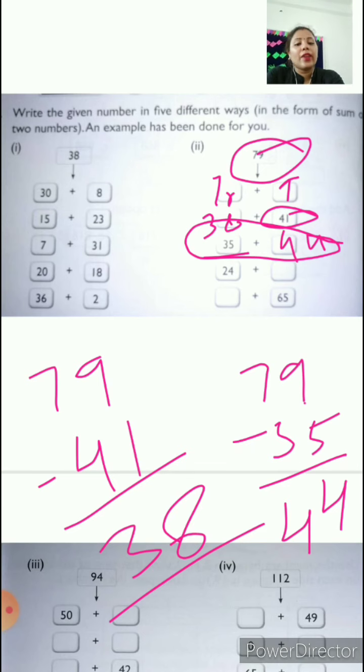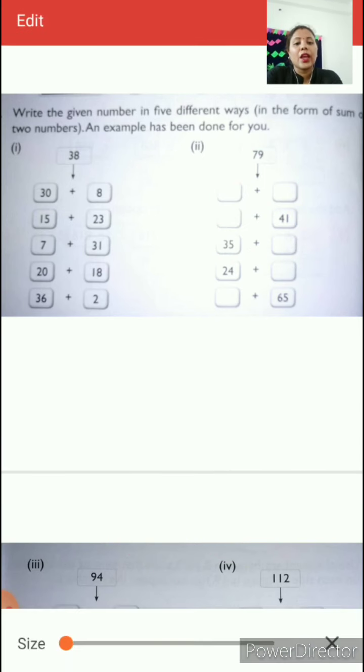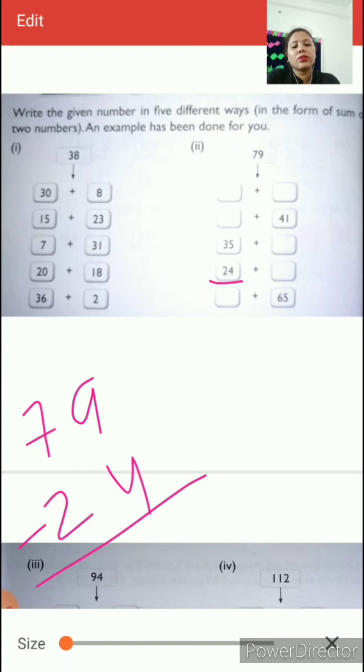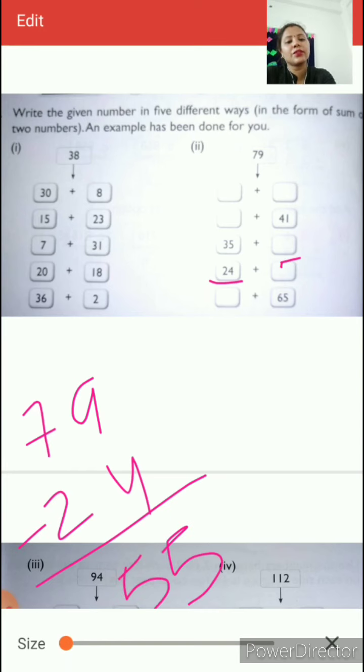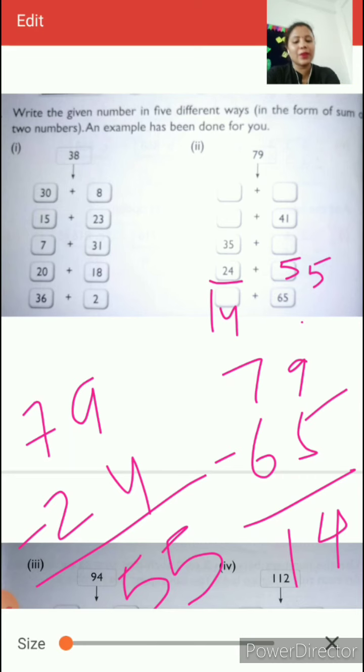Now next is 24. So this time subtract 24 from 79. So 9 minus 4 is 5. 7 minus 2 is 5. So answer is 55. The last is 65. So subtract 65 from 79. 9 minus 5, 4. 7 minus 6, 1. So answer is 14. And 14 plus 65 is equals to 79.